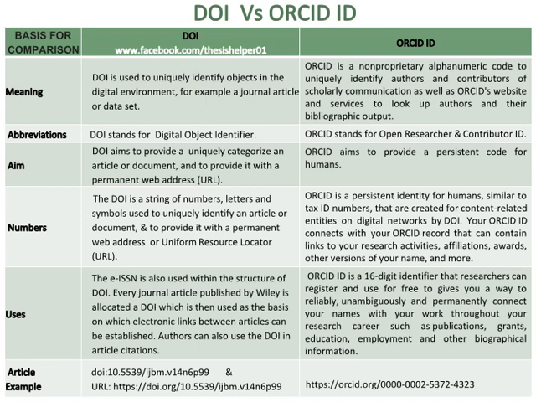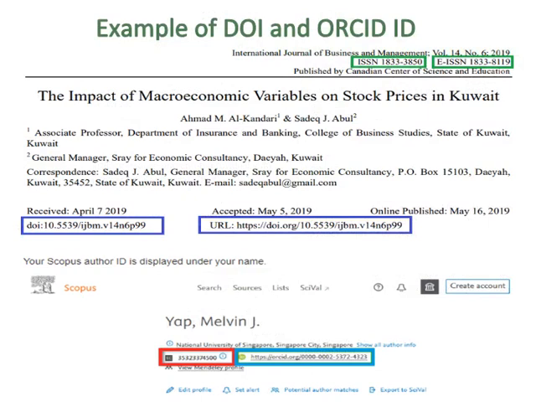Article examples of DOI and ORCID ID are given for help. Here is the example of DOI and ORCID ID. The ISSN and E-ISSN are bordered with green color, whereas DOI and URL are bordered with blue color.